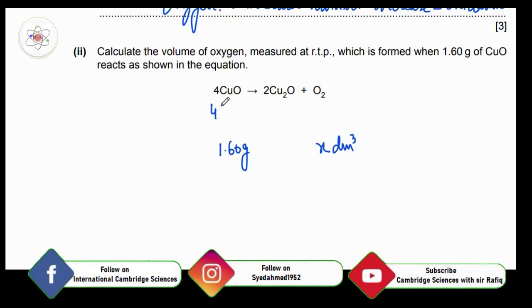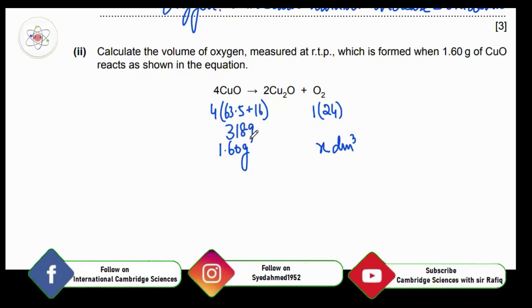So let us take molar masses and molar volume of copper oxide and oxygen respectively. 4 into 63.5 plus oxygen 16. So this is the molar mass of copper oxide, and we will take 4 molar mass according to the balanced equation, right? And oxygen is having just 1 into, and the volume of 1 mole of any gas at RTP, it occupies 24 decimeter cube, right? So just calculate.